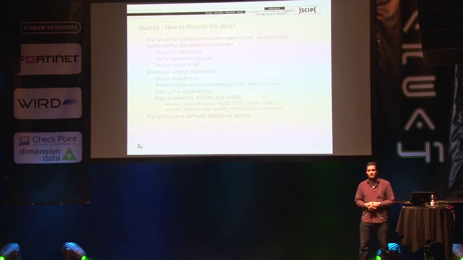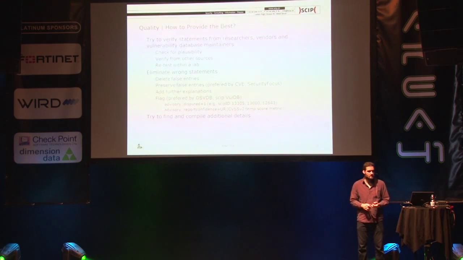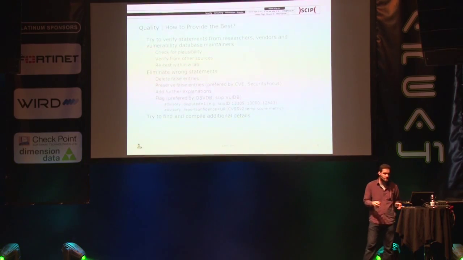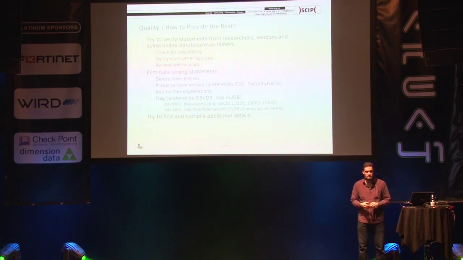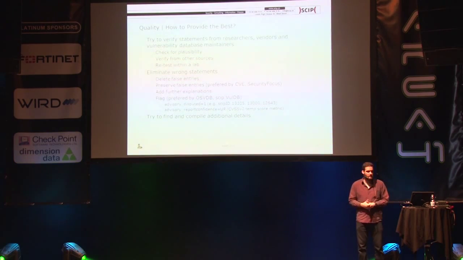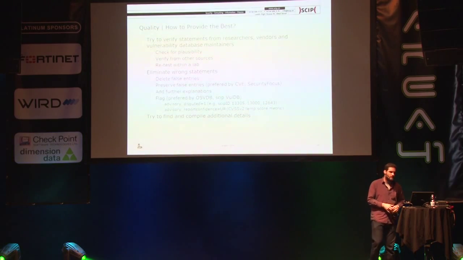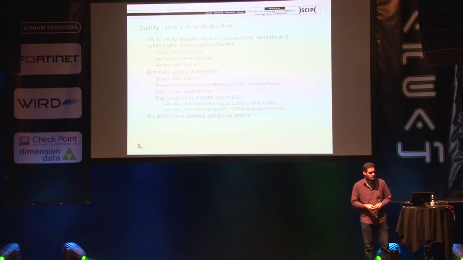Some vulnerability databases delete old entries. Some of them preserve false entries. CVE and Security Focus do this. And what we do is we flag the entries. So we have a field which is called advisory disputed. It's a boolean field. Number one means that the advisory is disputed and that it's not clear if this vulnerability really exists. And CVSS version 2 temporal scores provide the metric report confidence, and we flag them also in this. And sometimes we add additional text to explain why we might think this is a false positive.